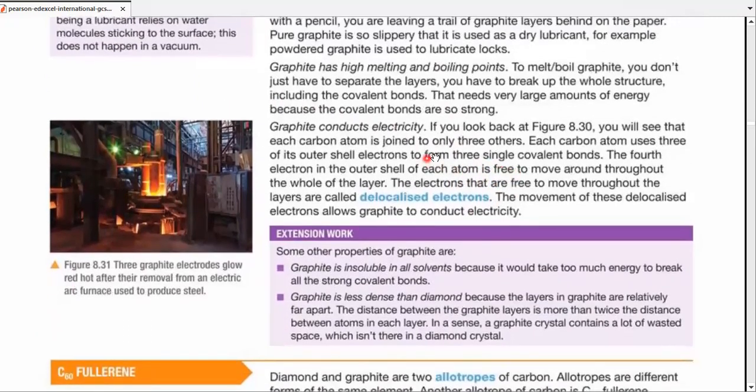Now, graphite conducts electricity. If you look back at the figure, the edge-on view, each carbon atom is joined to only 3 others, and each carbon atom uses only 3 of its outermost shell electrons to form 3 single covalent bonds. The fourth electron in the outer shell of each atom is free to move throughout the layer. These electrons that are free to move are known as delocalized electrons, and the movement of these delocalized electrons allows graphite to conduct electricity along the layers.